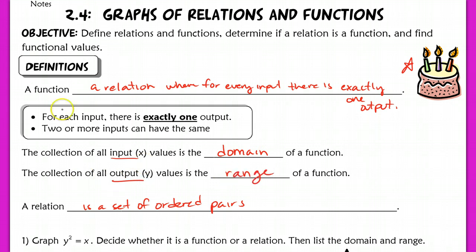And again, a function just has for every input exactly one output, and two or more inputs can have the same output. Okay, so again, this is your technical, mathy definition. I'm going to try to break it down so that it makes a little bit more sense.